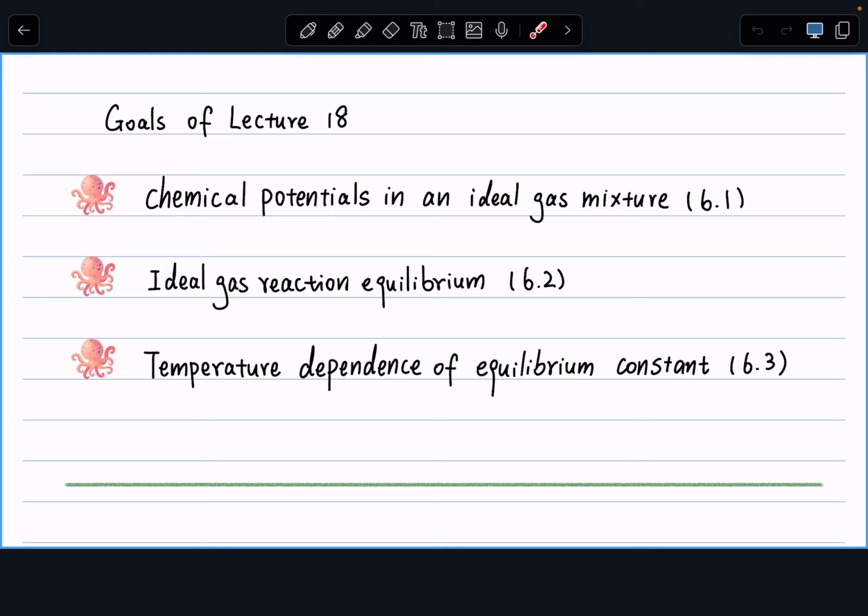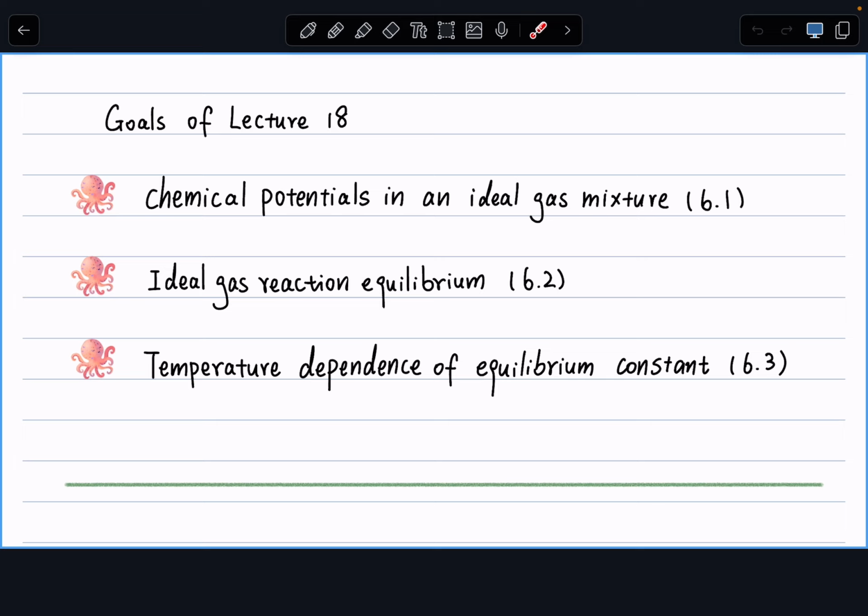In today's lecture, we'll first talk about chemical potentials in an ideal gas mixture. We'll spend some time reviewing the concept of chemical potential and how it is linked when we talk about an ideal gas mixture. What is an ideal gas mixture? How do we describe the chemical potential of an ideal gas mixture? That's our first goal here.